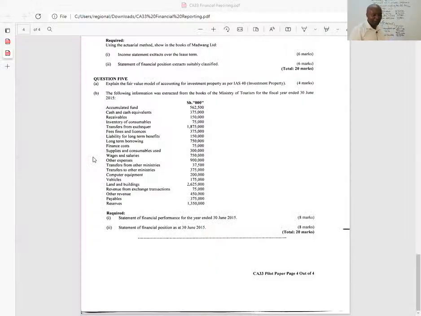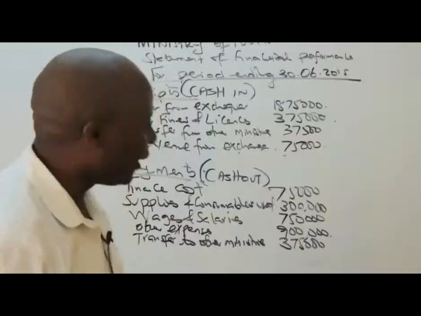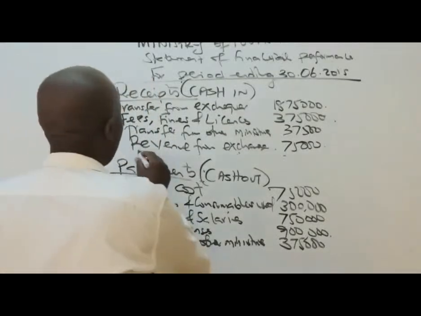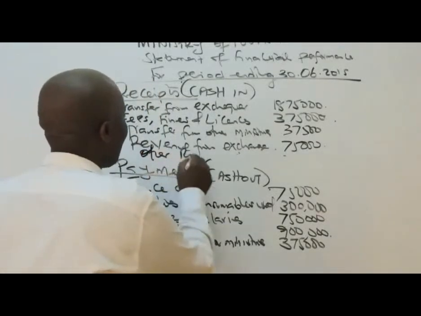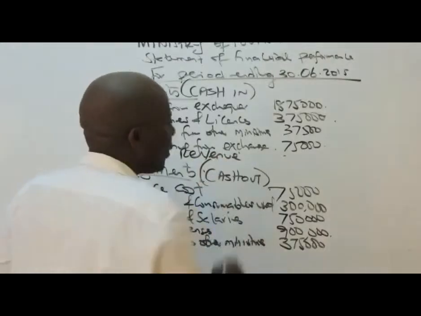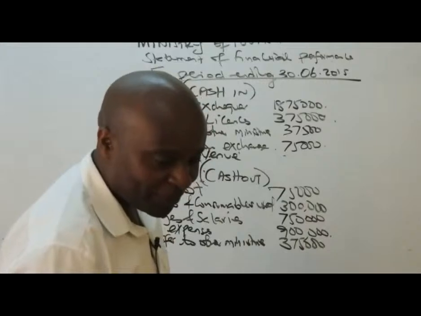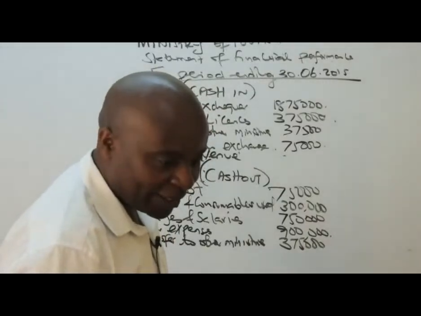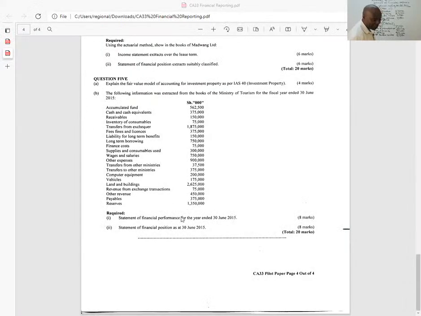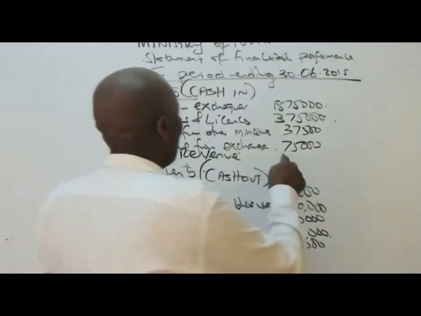Now, ladies and gentlemen, here we are. Then we have other revenue that I'll pick for 50,000. So other revenue here. How much is other revenue? Other revenue, ladies and gentlemen, is 450,000.